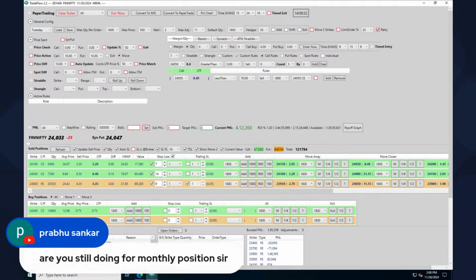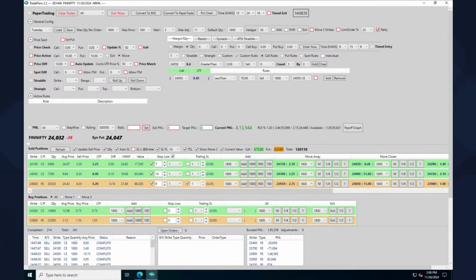Prabhu Shankar, yes, I'm still doing monthly, but today I have to exit most of those positions just to get the capital. But I will actually enter them again after 3:20, or otherwise tomorrow morning. But right now, I do not have the monthly positions open. I have in fact closed some positions with a loss today.